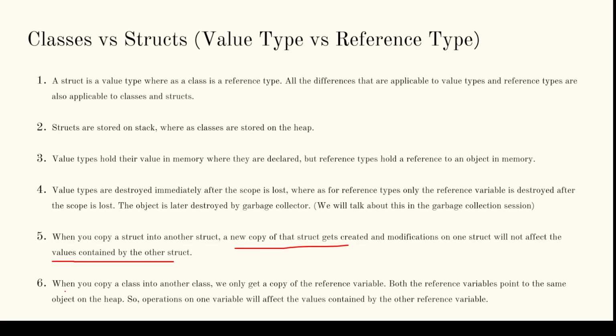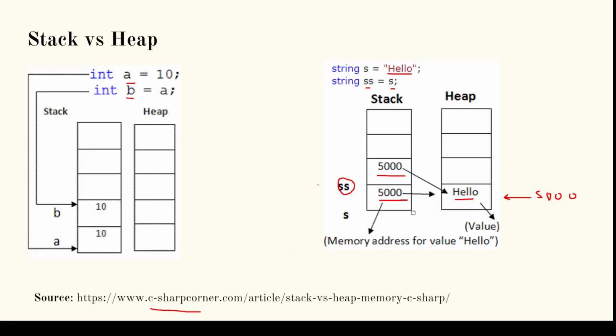Whereas in the case of a class, when you copy a class into another class, we only get a copy of the reference variable. Both reference variables point to the same object on the heap. So the operation on one variable will affect the values contained by the other reference variable. If you remember this slide, when we created two string objects s and ss and copied the value of s to ss, both variables were pointing to the same object on the heap. We did not create any new object or any new copy in that case.